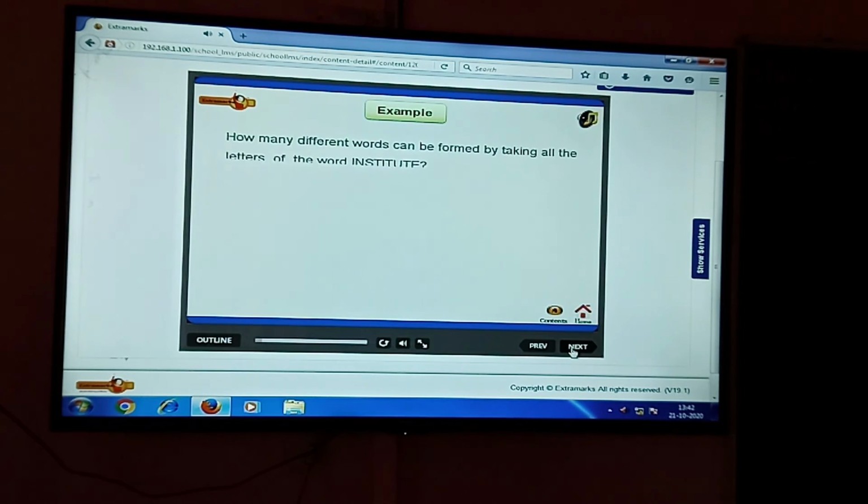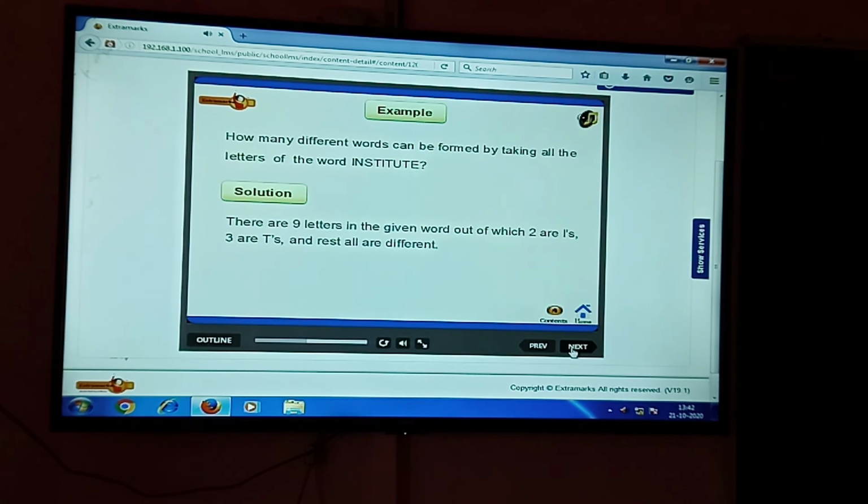Observe this example. How many different words can be formed by taking all the letters of the word institute? Solution. As we can see that there are 9 letters in the given word, out of which 2 are I's, 3 are T's, and rest all are different. Therefore, required number of words is equal to factorial 9 upon factorial 2 into factorial 3. Hence, total 30,240 words can be formed by taking all the letters of the word institute.